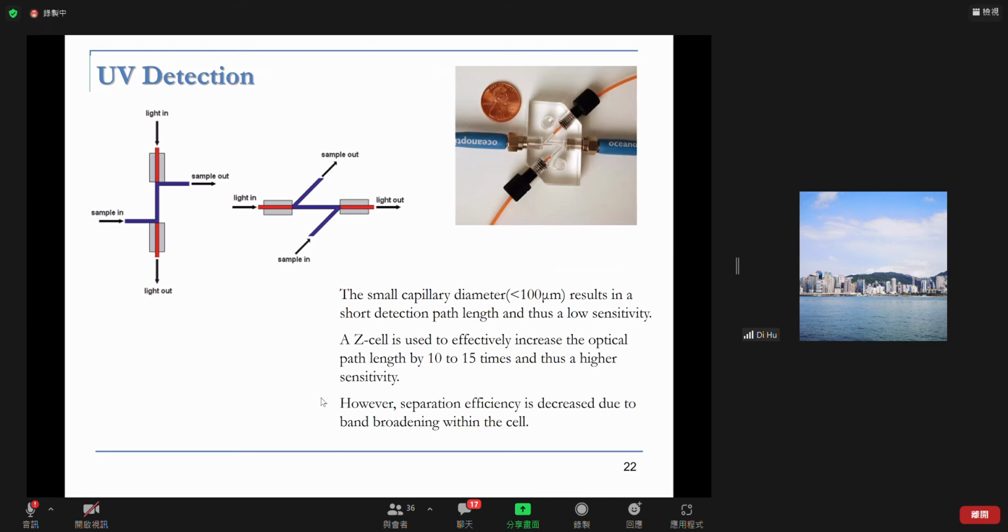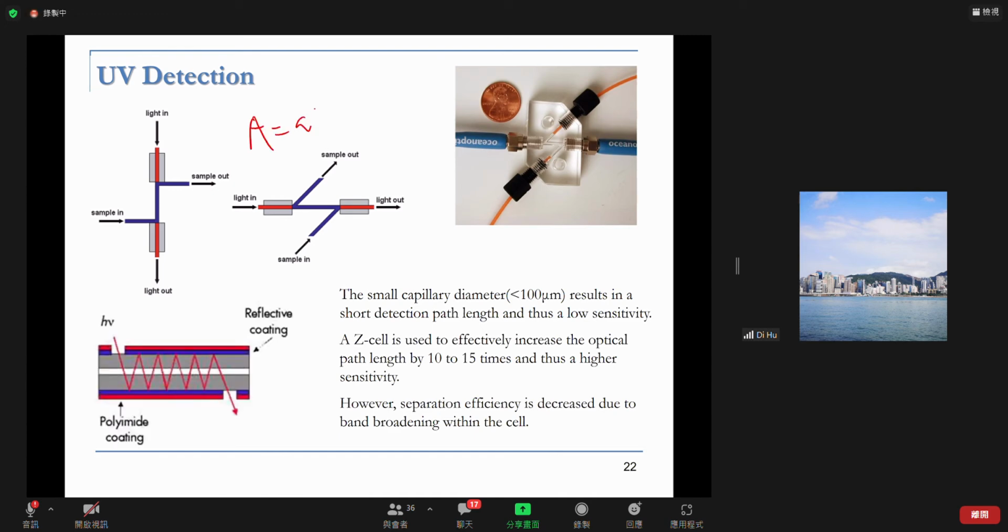This one shows the UV visible, and I think you have learned that probably last semester in analytical spectroscopy, because A equals epsilon b c. If we want to make it more sensitive, you want to either increase epsilon or increase b, the light path. So there's the Z shape of the cell. Instead of having b just be a very narrow one, you have a much longer light path, right? By doing this.